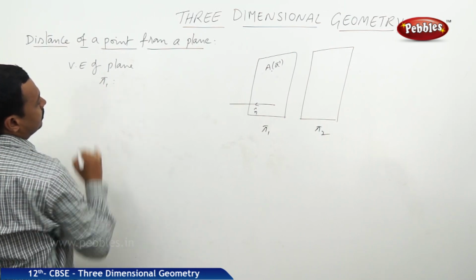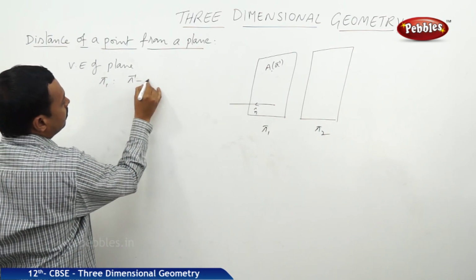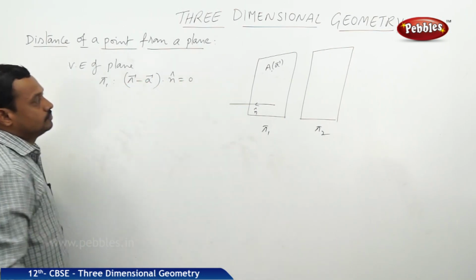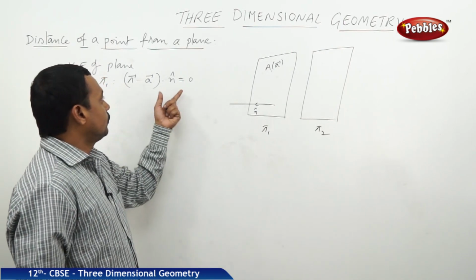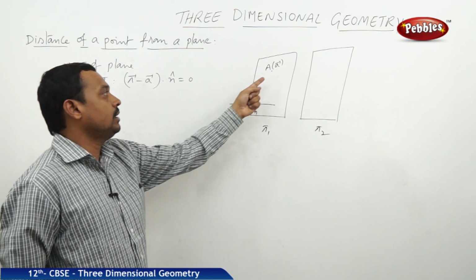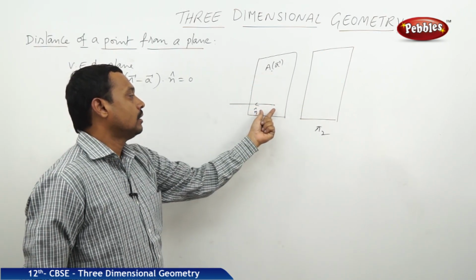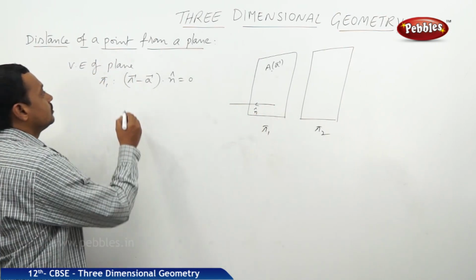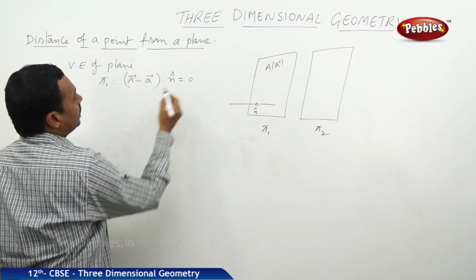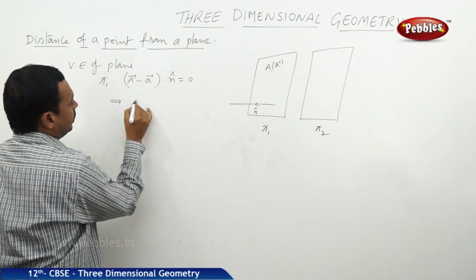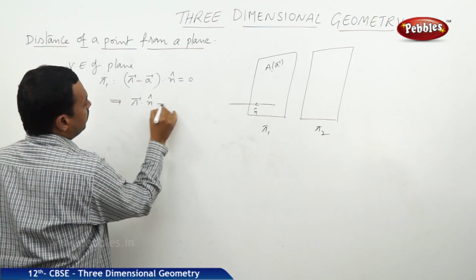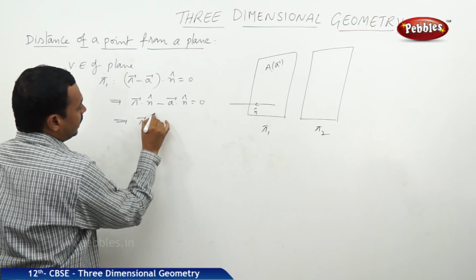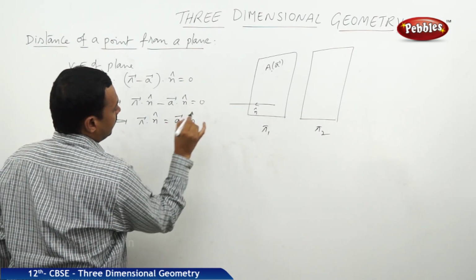pi 1 is (r bar minus a bar) dot n cap is equal to 0. So, it was already derived. When a plane passing through a point a bar and it has a perpendicular unit vector n cap is given by (r minus a) dot n cap is equal to 0. Now, it is r bar dot n cap minus a bar dot n cap is equal to 0. R bar dot n cap is equal to a bar dot n cap.